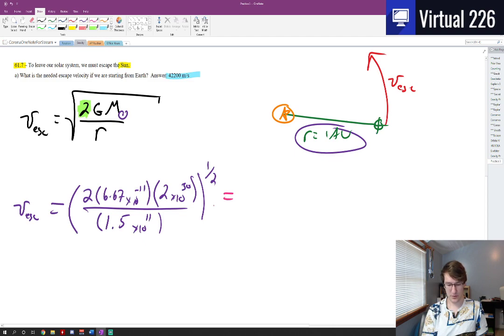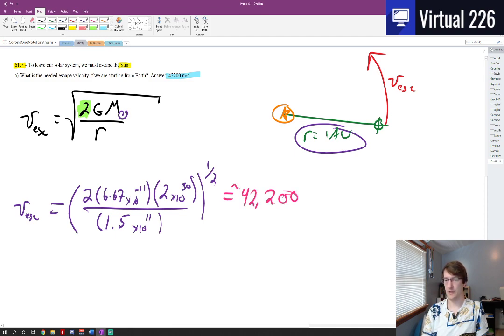Let's do 6.67 times 10 to the negative 11th times 2 times 2 times 10 to the 30th. This gives me 2.668 times 10 to the 20th. We'll then divide by 1.5 times 10 to the 11th. We get 177866667. Then we take this to the 1/2 power, and we get 42174, which is just about 42,200.